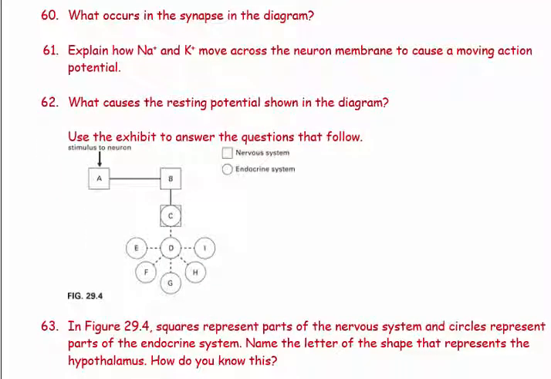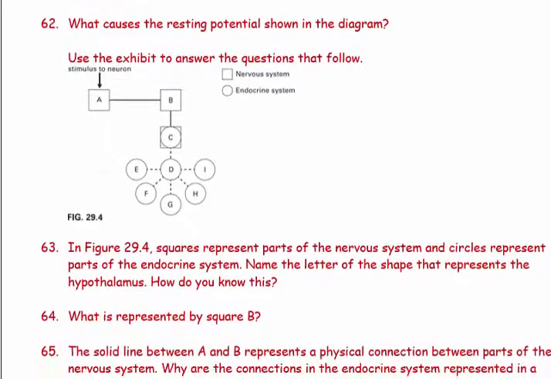Here we look at a stimulus to a neuron. Here the squares are for the nervous system and the circles are for the endocrine system. And here there is a stimulus to a neuron. This is also another part of the nervous system, and these are parts of the endocrine system. Here in this figure, squares represent parts of the nervous system and circles, of course, represent parts of the endocrine system.